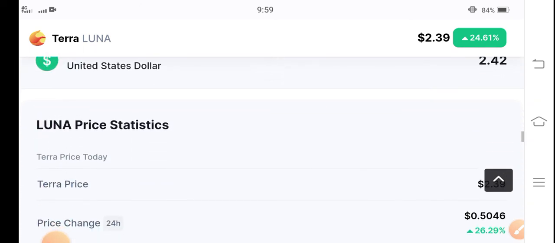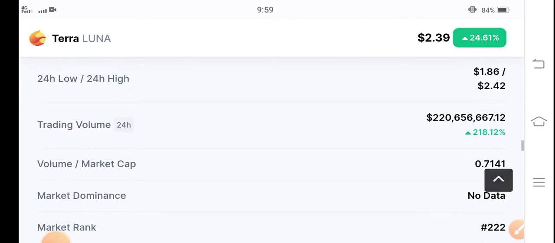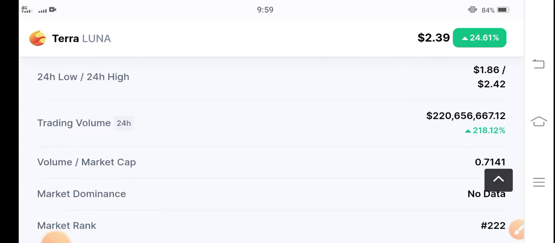So now, simply my recommendation: you can see our trading volume, all changes going positive. So now today is a day for buying and for holding, guys.